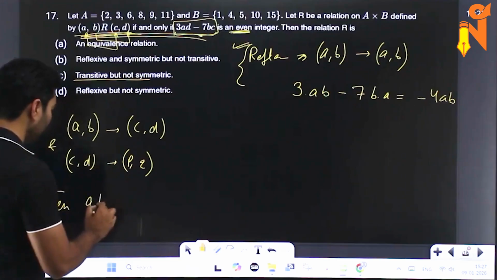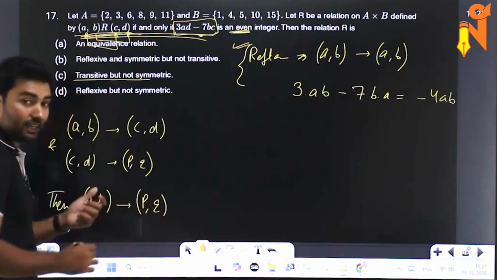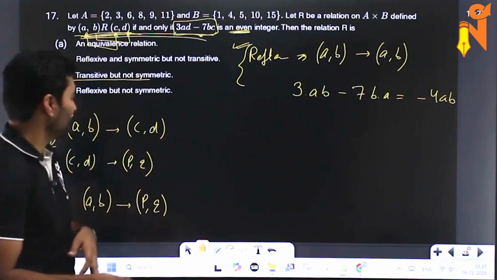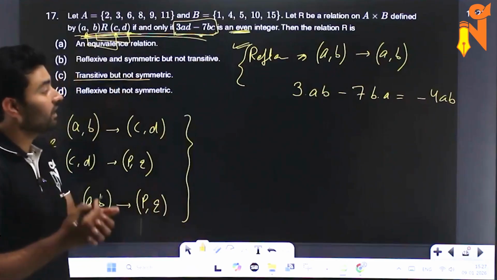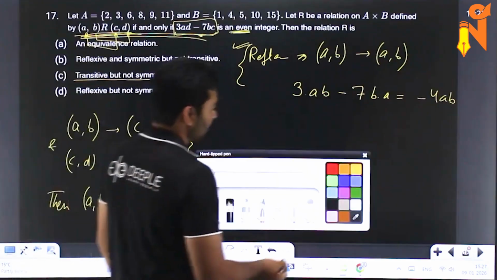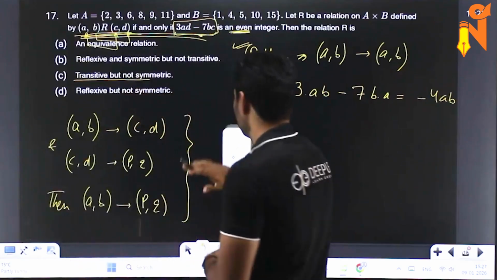Then (A, B) should be this. If this is correct, that means this is transitive also. Again we will check by putting points. After checking, you will get to know that this is not transitive. So let's check. I will not skip this part, I will check.